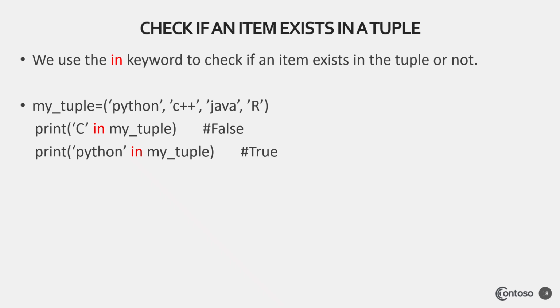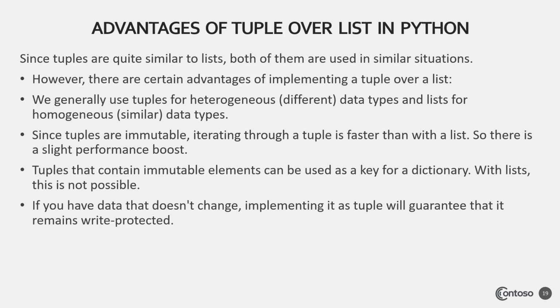Checking whether an item exists in a tuple is similar to checking whether an item exists in a list, and the same example is given. Now, the advantages of tuple over list in Python. Since tuples are quite similar to lists, both are used in similar situations. However, there are certain advantages to implementing a tuple over a list.